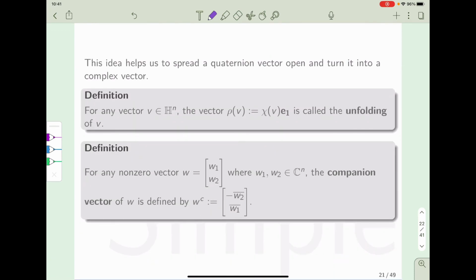Next, for any non-zero 2n-dimensional complex vector, we define its companion vector by reversing the order of v1, v2, as well as changing v2 to its negative conjugate. If we place a pair of companion vectors together, we can see that they actually recover the complex adjoint matrix.